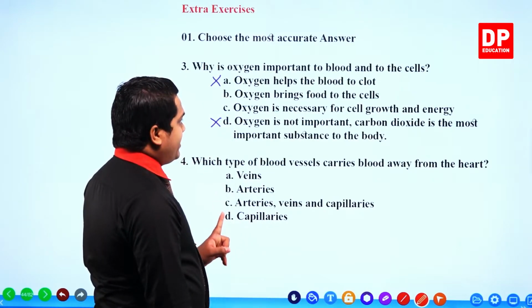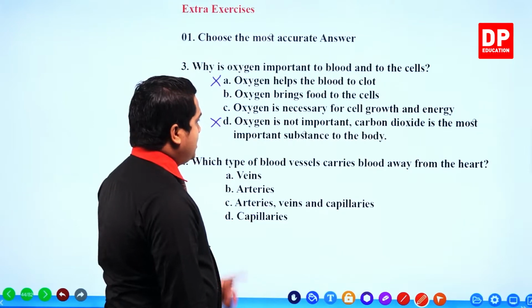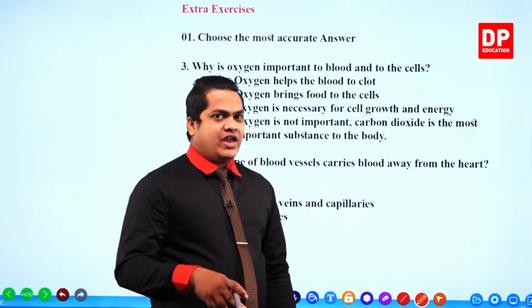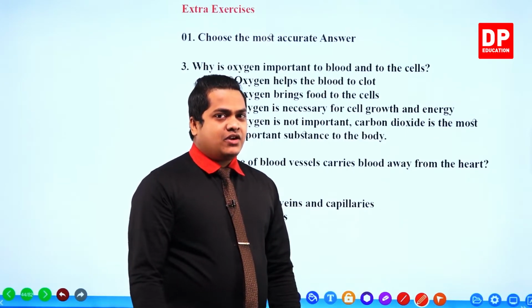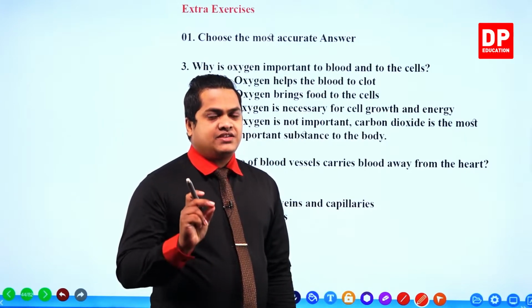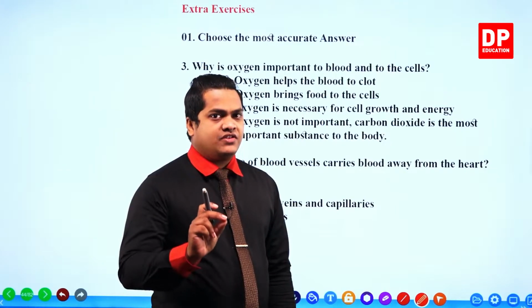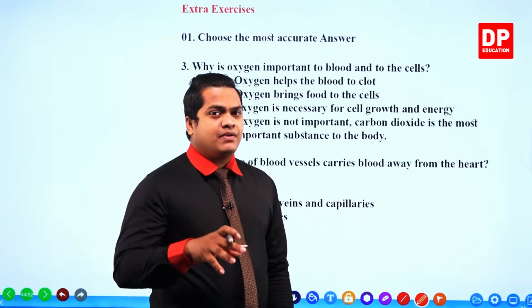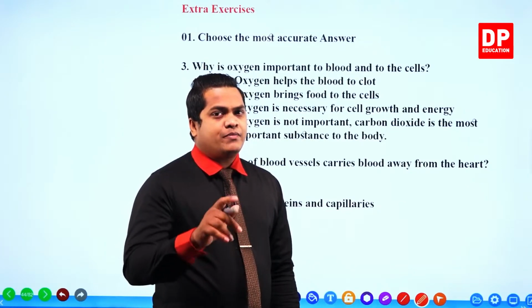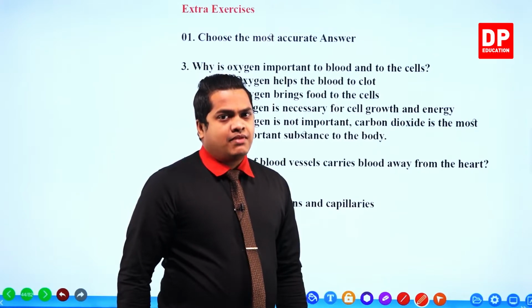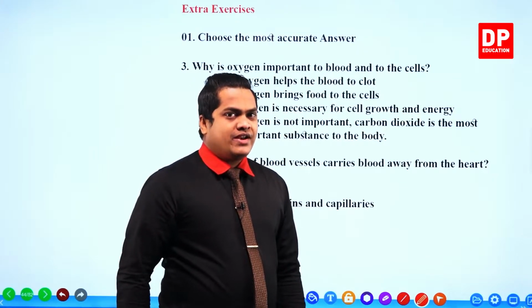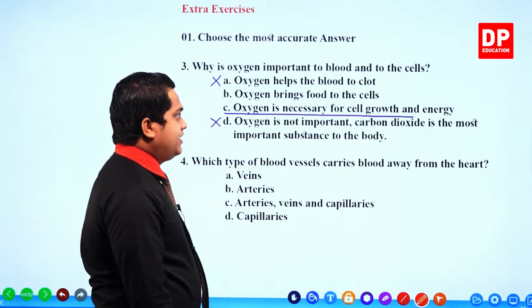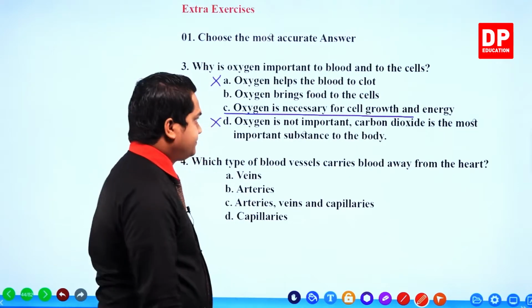Let's read. Oxygen brings food to the cells. Oxygen is necessary for cell growth and energy. My dear children, you know that to get energy we need oxygen, because oxygen gas is important in production of energy within our body. How come? Because oxygen is going to burn simple foods like glucose to produce energy necessary for the biological activities within the cell. So my dear children, the accurate answer would be oxygen is necessary for growth and for the production of energy. Right then.